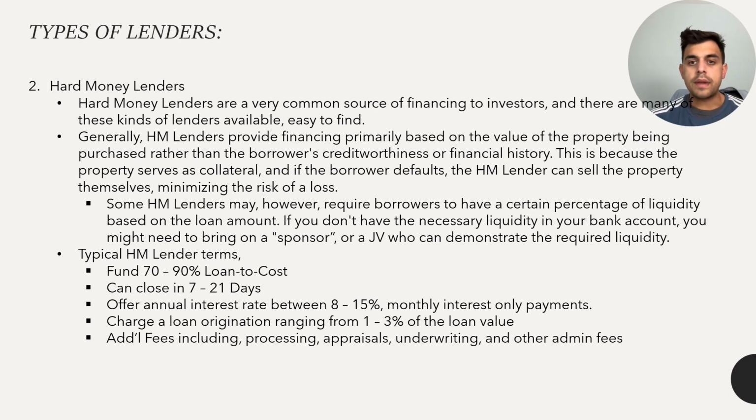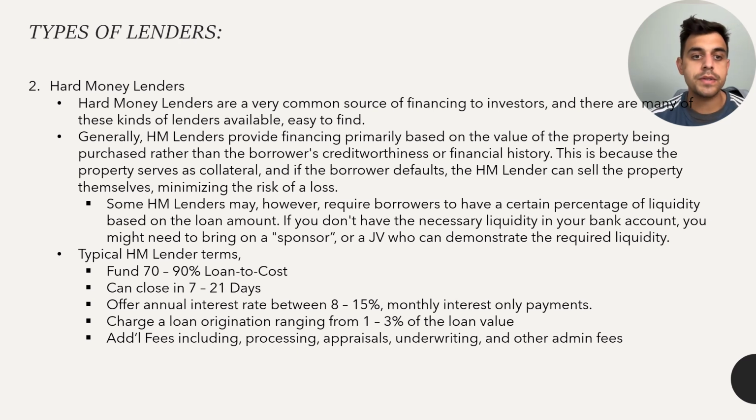All right, so now the most common source of financing for first-time, even experienced fix and flippers. These, which many of you have probably heard of, are hard money lenders. Hard money lenders are a very common source of financing for investors. They're very easy to find. There's a lot of them out there. It would take a lot less effort to find these guys than it would to find the individual who has $300,000 available, private lender wise, that is confident enough to invest in your deal.